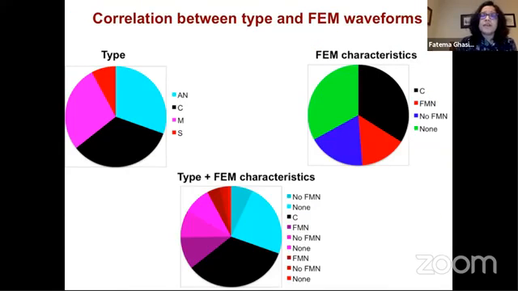So when we look at the FEM waveforms across different types of amblyopia, what we see is that anisometropic amblyopes generally don't have nystagmus, or if they do have nystagmus, it's usually nystagmus without FMN. On the other hand, patients with strabismic amblyopia tend to have nystagmus compared to the anisometropic amblyopes. And patients with mixed amblyopia were one third, one third, one third, where one third did not have nystagmus, one third had nystagmus without FMN, and one third had FMN.